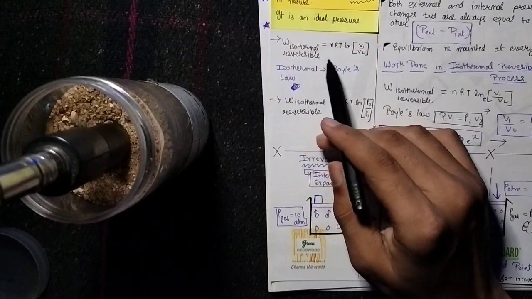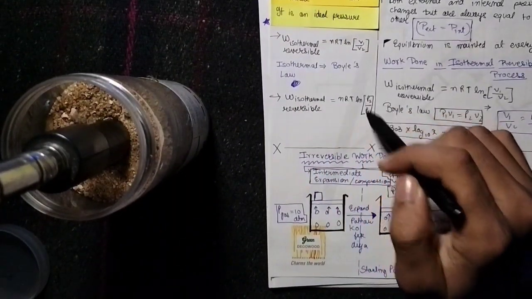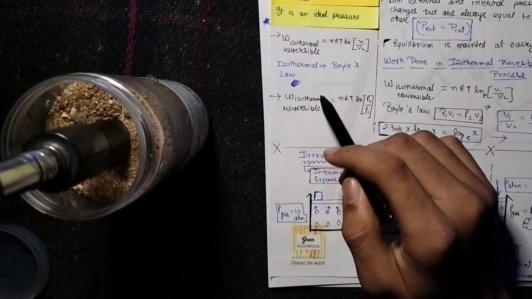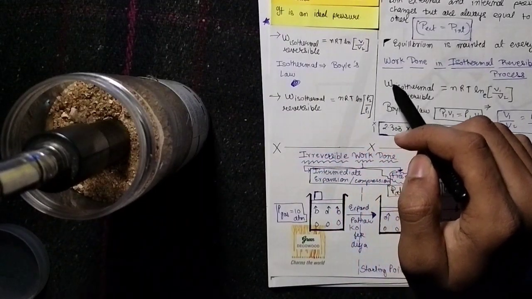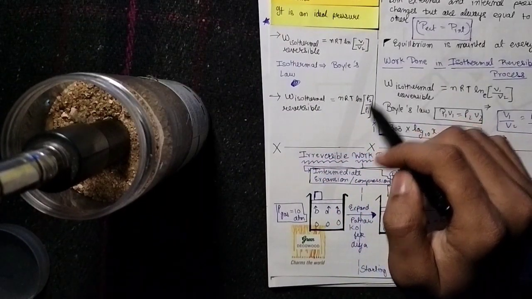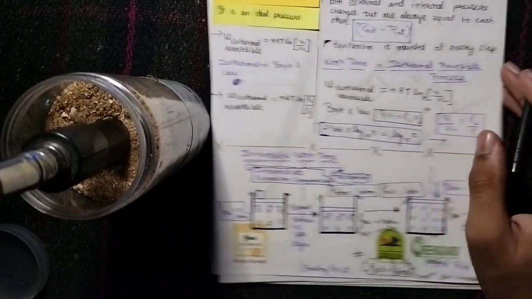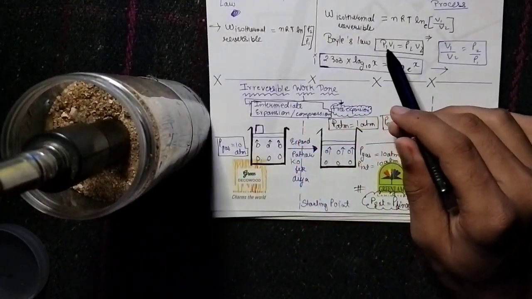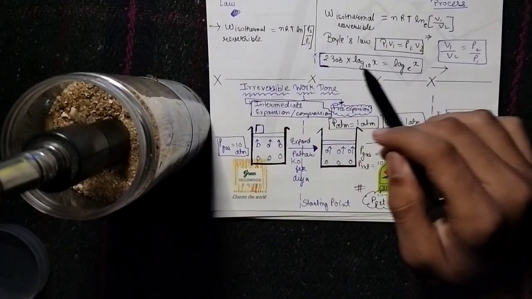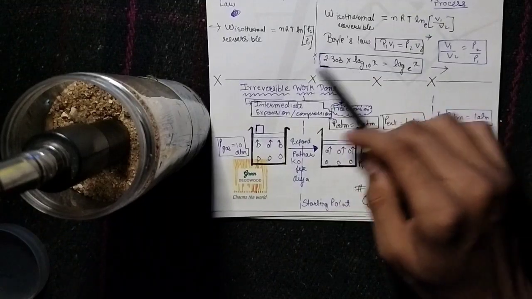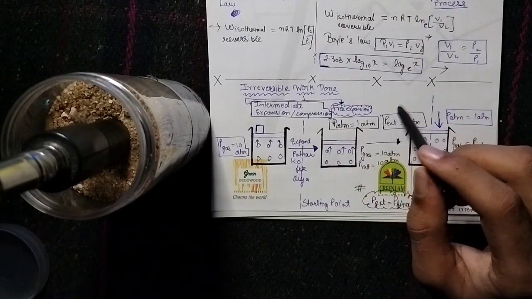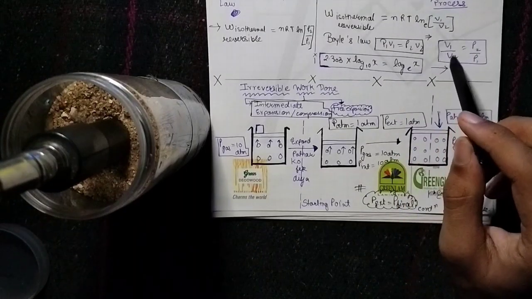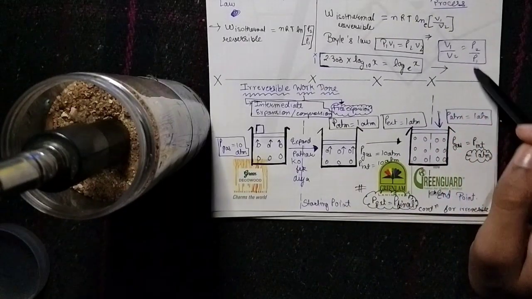Work done isothermal reversible is equal to nRT ln V1 by V2. Isothermal means Boyle's law applies: W isothermal is equal to nRT ln P2 by P1 for reversible. By Boyle's law, P1 V1 is equal to P2 V2. And there is a conversion: 2.303 into log base 10 of x is equal to log e of x, so V1 by V2 is P2 by P1.